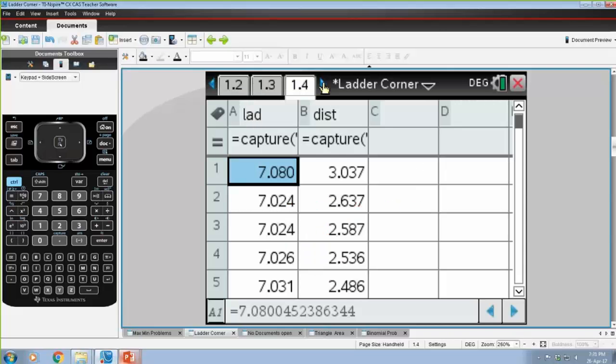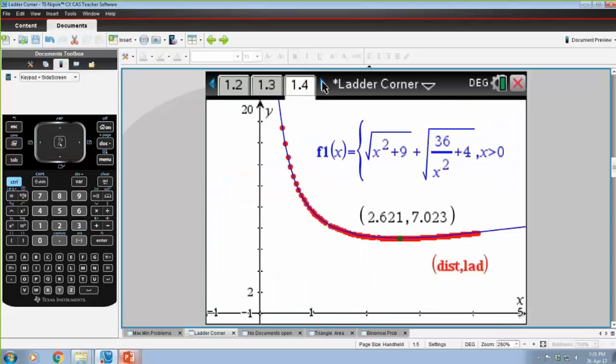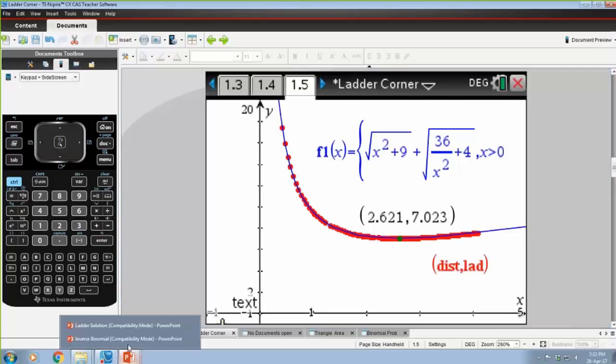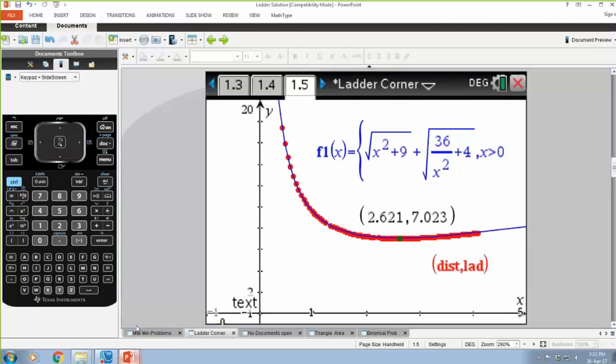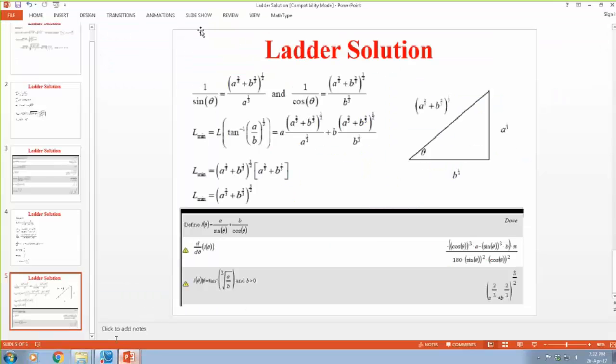Again, all of these have been done in a data capture, and now this is the equation here to verify that this point here, 2.61, is the x value, and 7.023 is the longest ladder which touches the 2 points and the corner. The function here is a little bit trickier to calculate. I've got a little one here, which is a generalization of this problem.